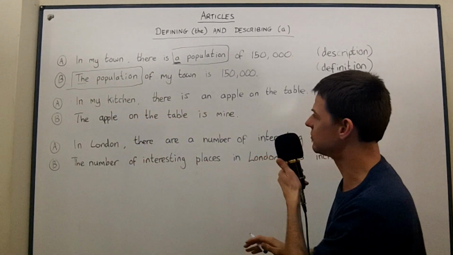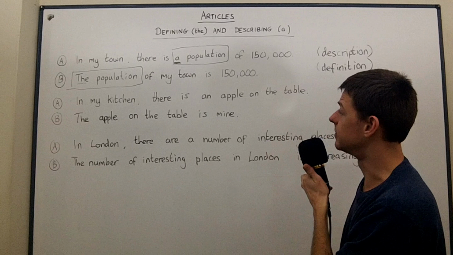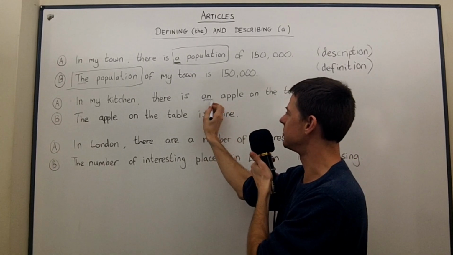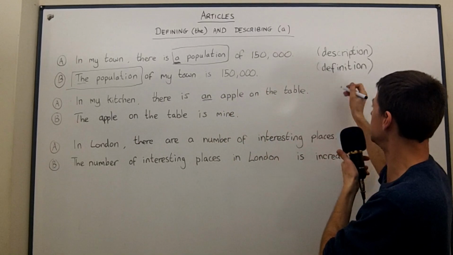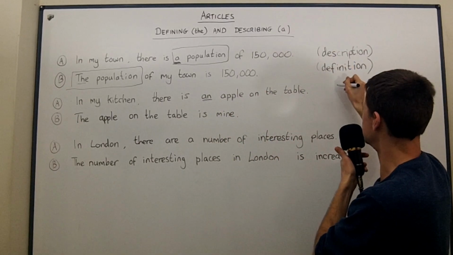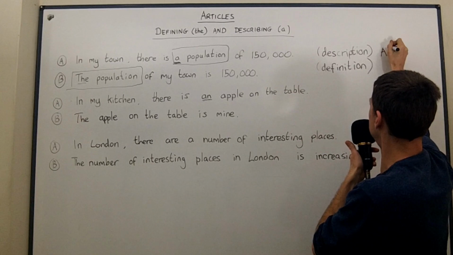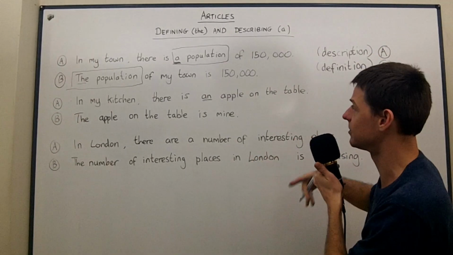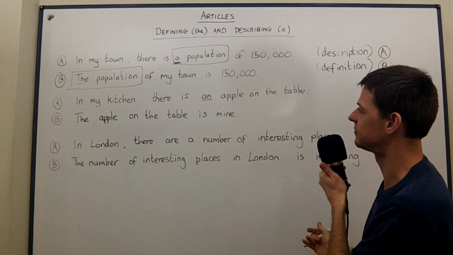That's very important, as you'll see in the next example. In my kitchen there is an apple on the table. Why do we use an? Well, it's because, again, it's a description. It's A, and all of the descriptions are A, and all of the definitions are B. I just wanted to make it very clear. I didn't want to test you. I just wanted to get my point across.